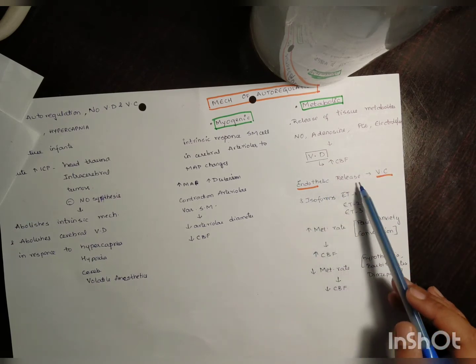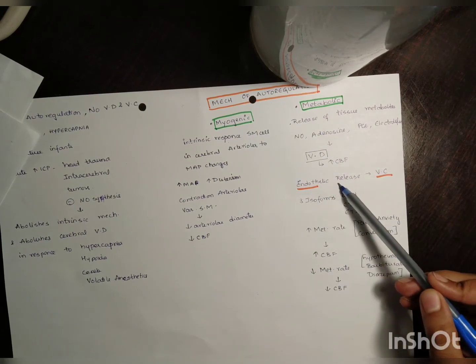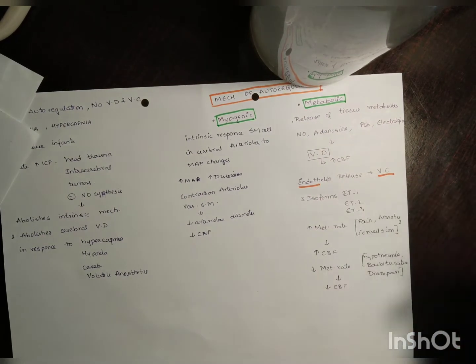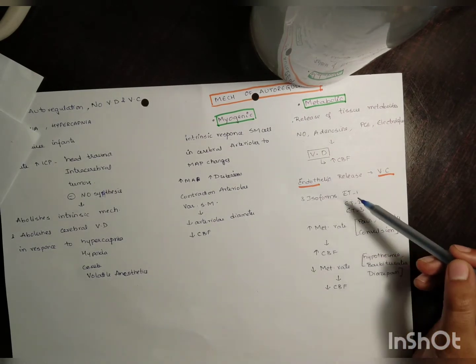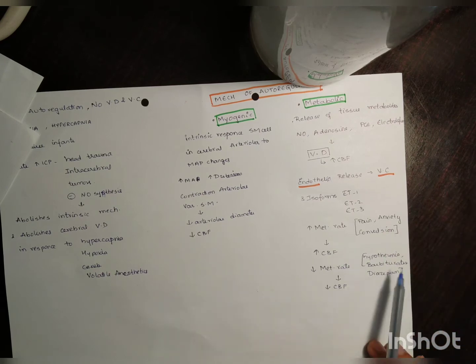Usually the endothelin will cause vasodilatation. In contrast, the endothelin release will cause vasoconstriction. And there are three isoforms of this endothelin: ET1, ET2, ET3.